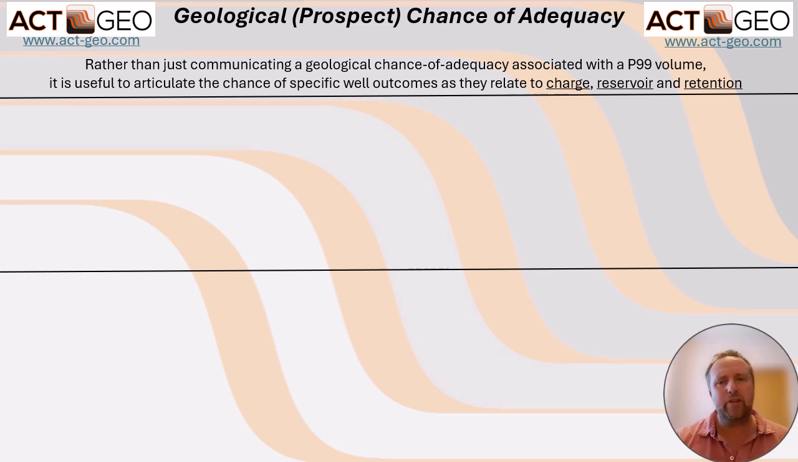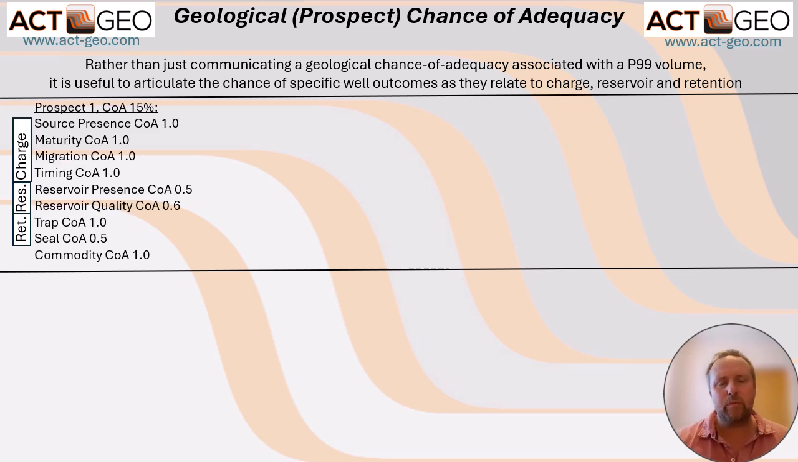Well, what do I mean with that? Well, it's best to show you with an example. So let's say I have a prospect with an overall geological chance of adequacy of 15%. Rather than just stating I have a 15% chance of finding a minimum hydrocarbon volume, it's more useful to articulate the chance for different types of well outcomes.